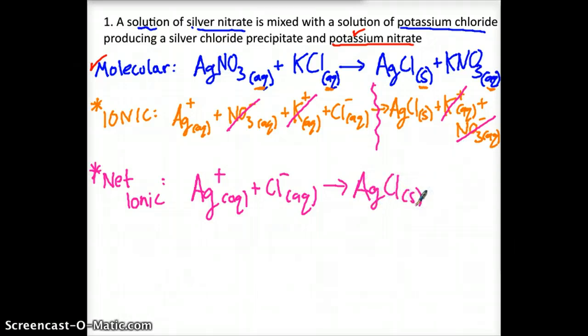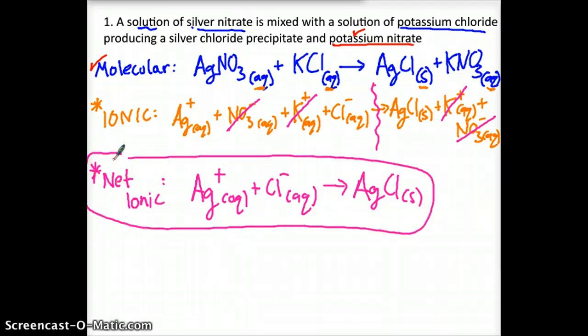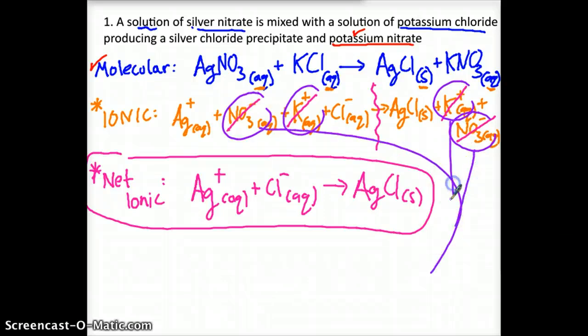So this net ionic equation shows us the species that are involved in the reaction. Everything else that we crossed out, the nitrate, the potassium, these species are not involved in the reaction. They have a special name. Species not involved in the reaction are called spectator ions, which means that they're just watching. They're in the beaker, they're in the solution, they're swirling around, they're there, but they're not actually involved in the reaction.